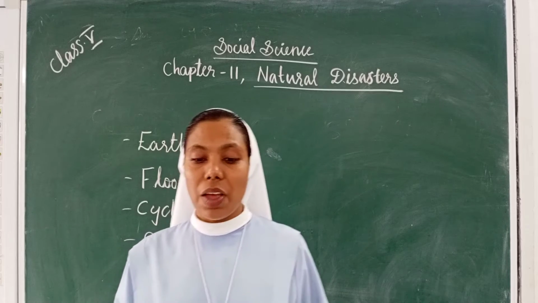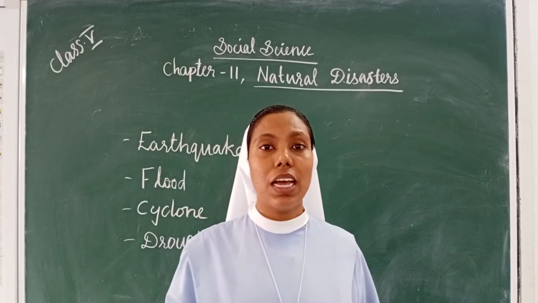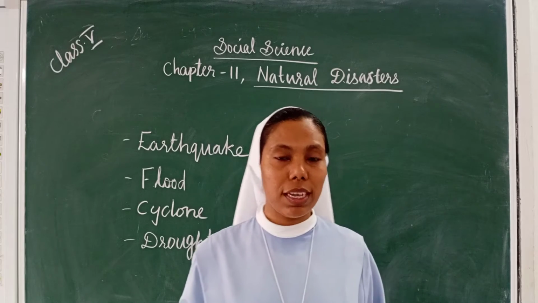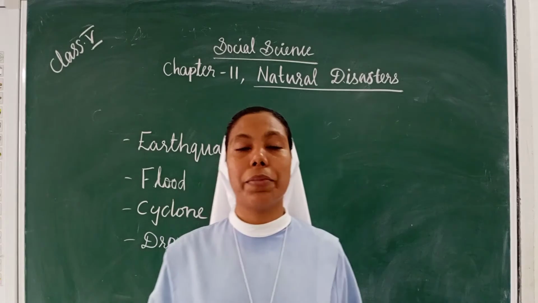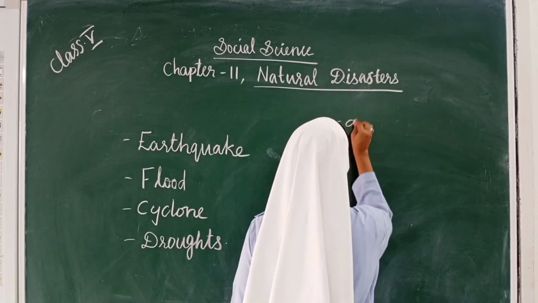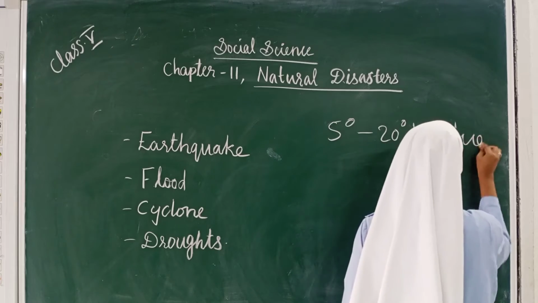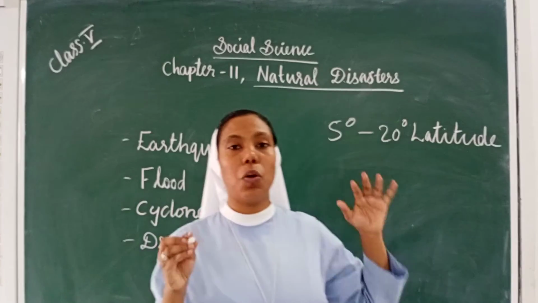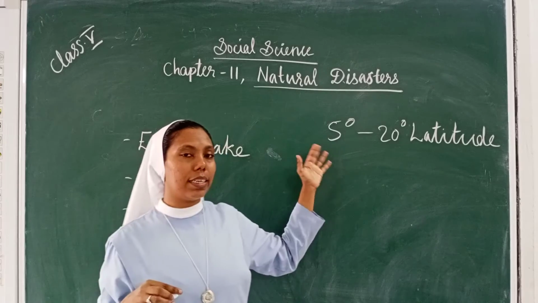The cyclone is a very strong wind. The cyclone is the strong wind accompanied with heavy rainfall. The strong wind comes with the heavy rainfall. It is called the cyclone. And again, the cyclone usually occurs between 5 degree to 20 degree latitude, in the north and the south part of the equator.